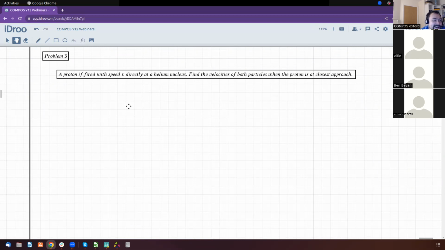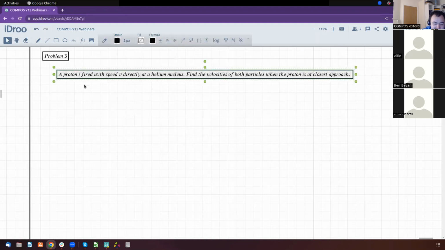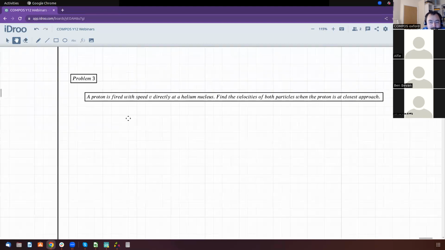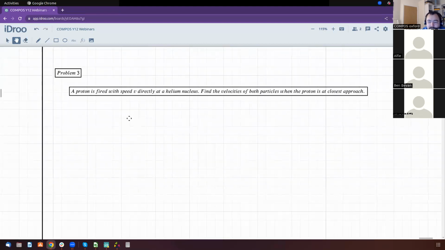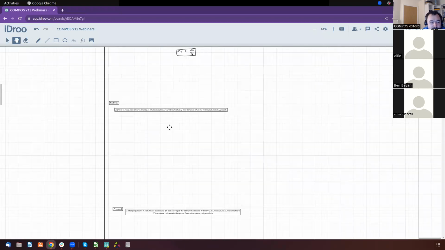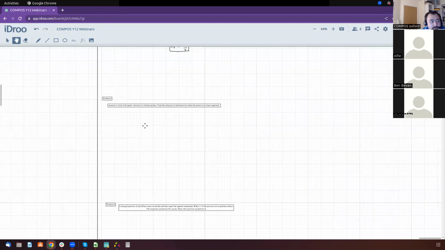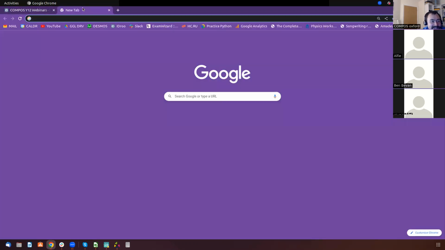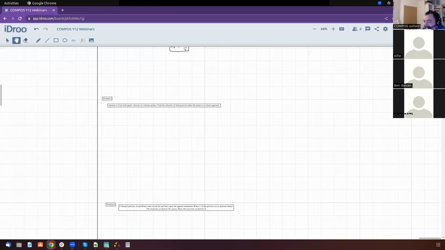Problem 3. A proton is fired with speed v directly at a helium nucleus. Find the velocities of both particles when the proton is at closest approach. So this is quite... What was I thinking when I wrote this question? Let me check my notes.